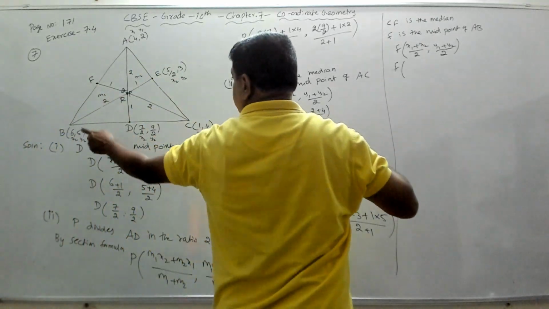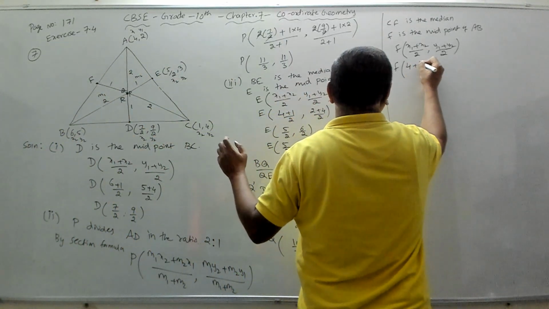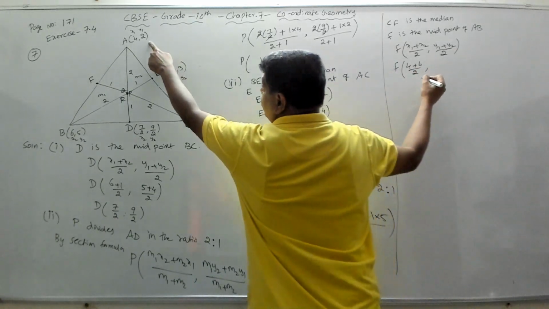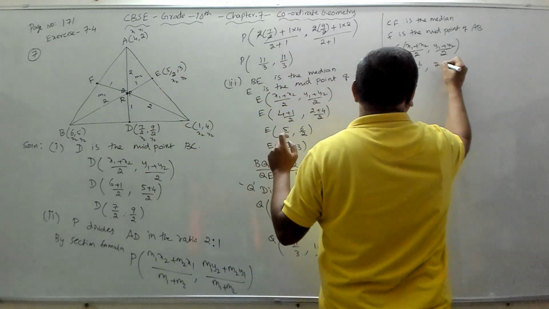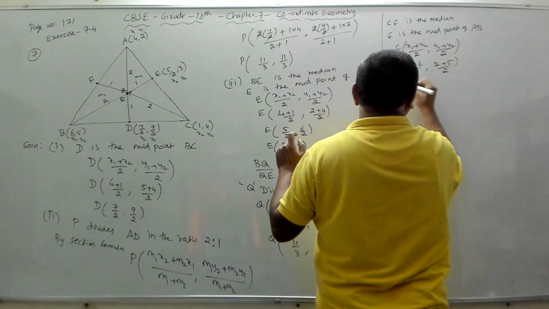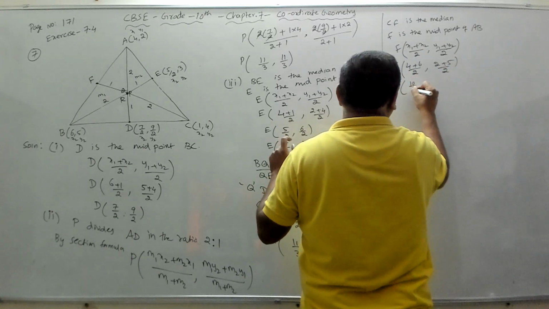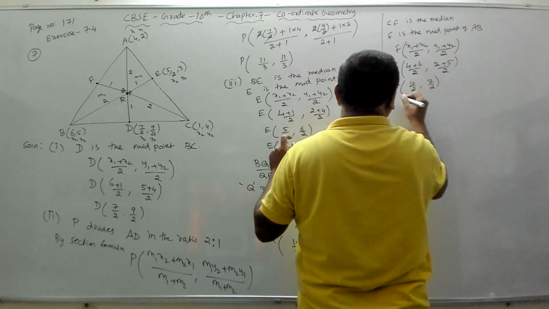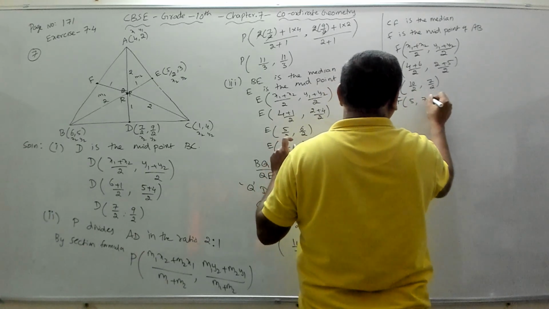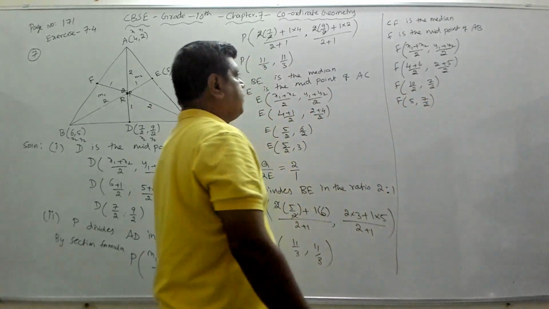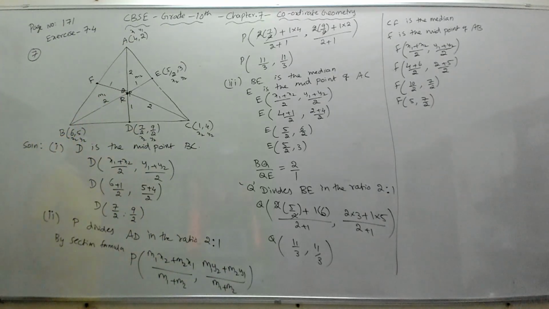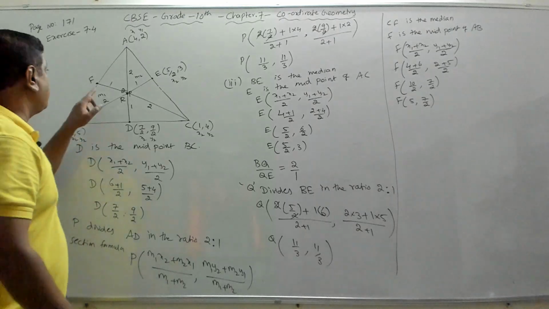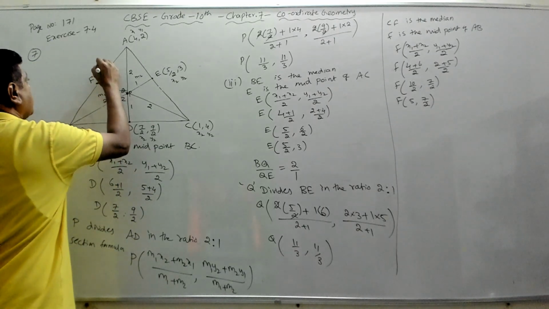So x1 plus x2 by 2: 4 plus 6 by 2, where x1 is 4. Comma, y1 plus y2 by 2: 2 plus 5 by 2. That gives you F as 10 by 2 comma 7 by 2, which means F is 5 comma 7 by 2. Now we know the point F. F is 5 comma 7 by 2.